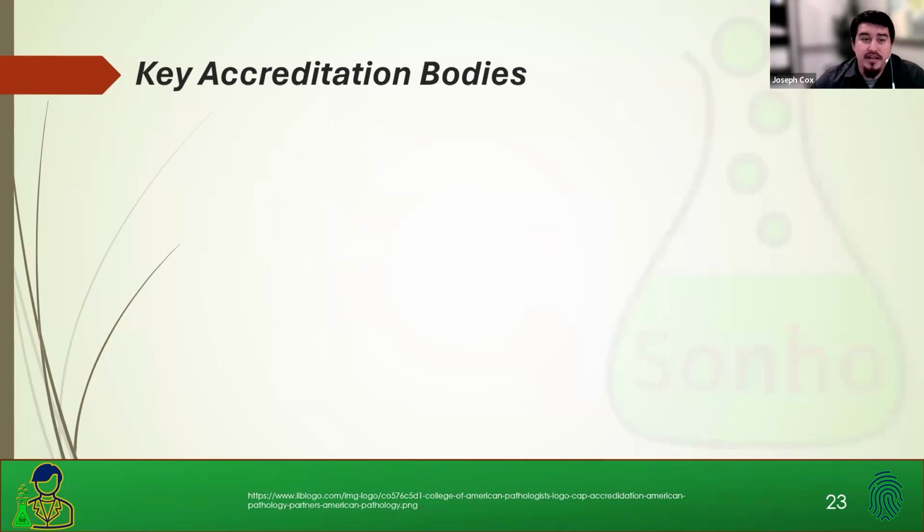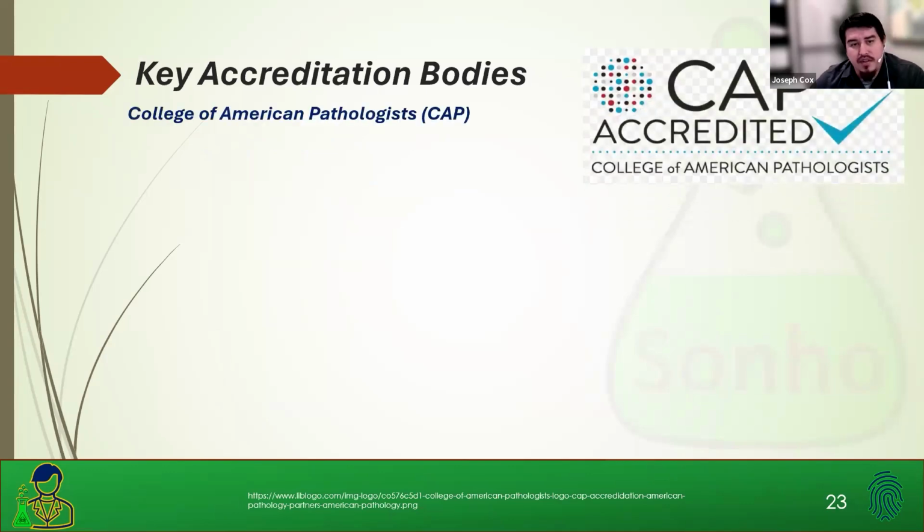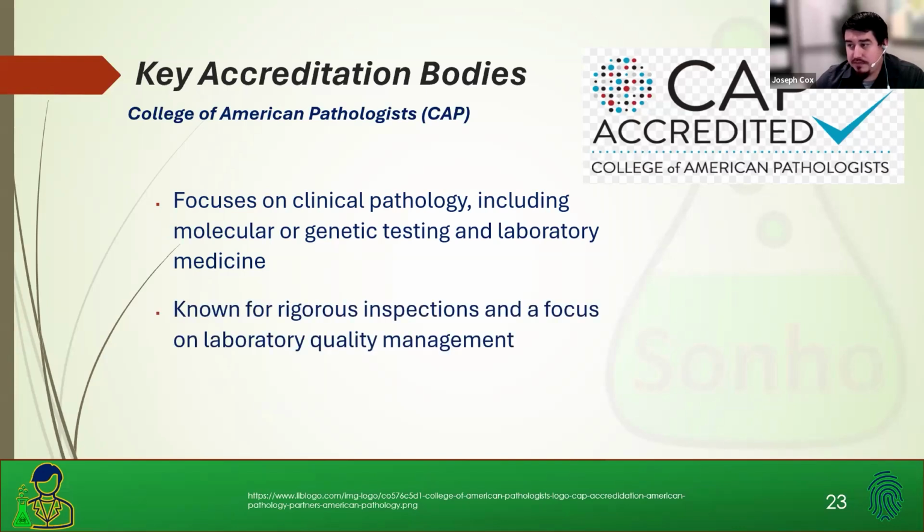So some key accreditation bodies include the College of American Pathologists, or CAP. They focus on clinical pathology, including molecular or genetic testing and laboratory medicine. They are known for rigorous inspections and focus on laboratory quality management. CAP also provides proficiency testing, specifically for toxicology and molecular genetic testing.